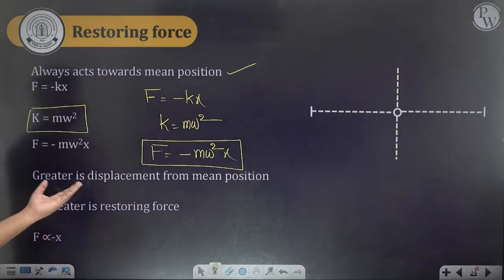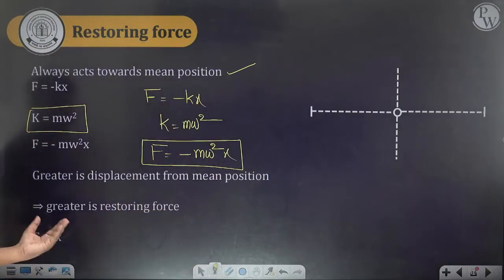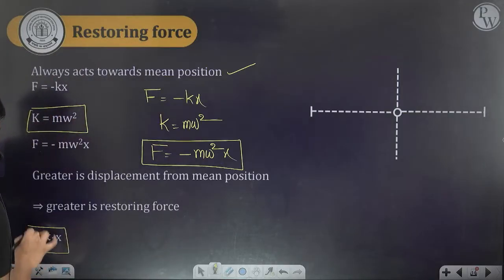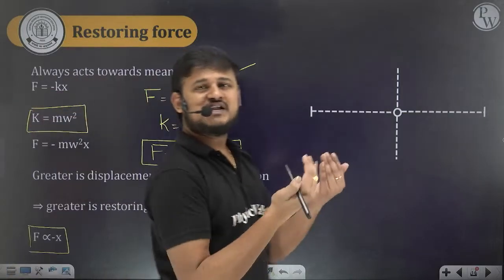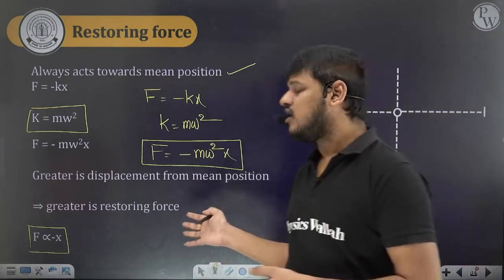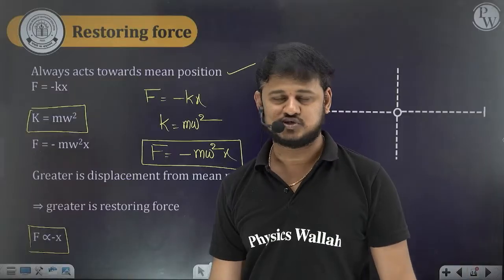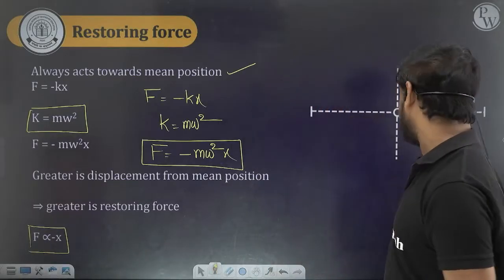So greater is the displacement from the mean position, greater is the restoring force, as already discussed. So F is directly proportional to minus x. What does the minus indicate? It is always towards the mean position. It doesn't mean that it opposes the particle's motion. No. Clear?